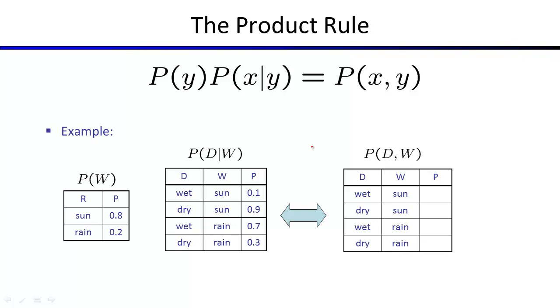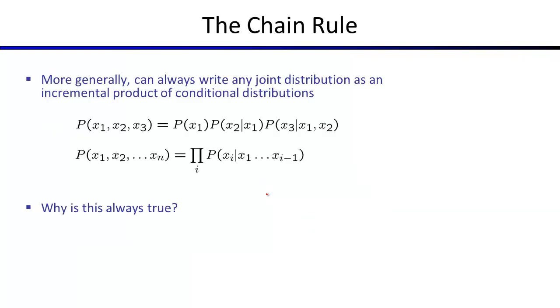So let's do the first one. Wet and sun. That means we've grabbed sun from the first table, 0.8, multiplied with wet and sun from the second table, 0.1, to give us 0.08. And we can do this for all of them, just following the rules shown at the top. You can apply this product rule multiple times in a row.